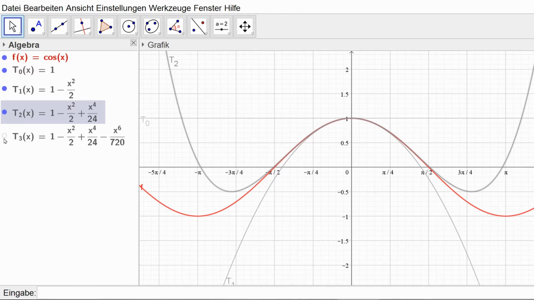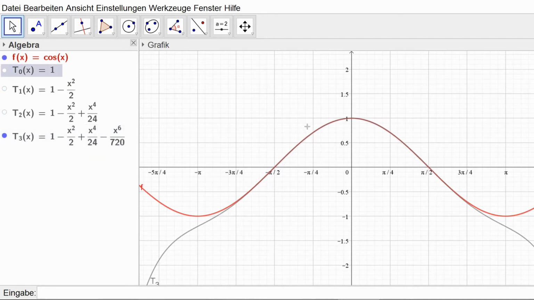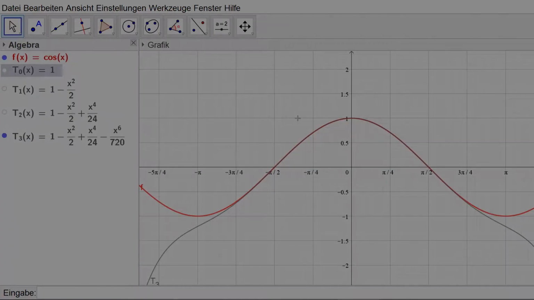And even better, T3 of x, well, here it fits perfectly up till, let's say, 3/4 of pi, minus and plus. And the more terms I add, the better this approximation gets. And in the limit, if I consider the whole series, I actually get the cosine function. This is the magic of the Taylor series or of the power series approach to real functions.